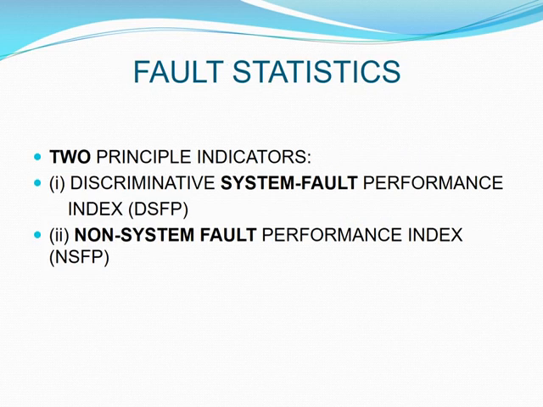Then we've got our fault statistics, and there are two indicators that we utilize. That is the DSFP, which is the Discriminative System Fault Performance Index, and then we have the Non-System Fault Performance Index, which is the NSFP. The next slide is going to show how those get calculated.